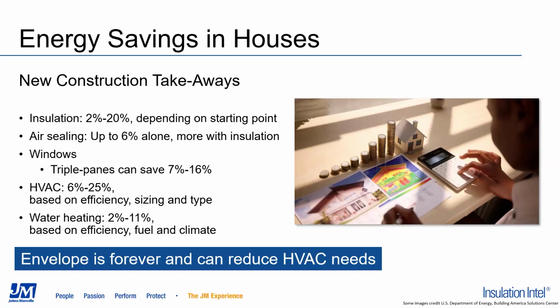Right, this kind of 7 to 16%. So again, we can start lumping these things all together and we get good improvements. Looking at our systems, if we can change the efficiency and even type of heating and cooling systems that we have, we can realize savings anywhere from 6 to 25%. So a lot, right? Savings there on par with what we get from improving the insulation and air sealing.